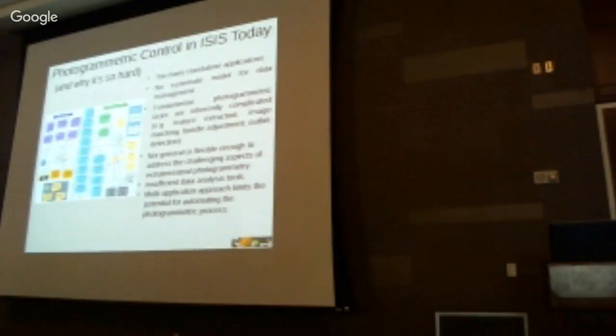I said photogrammetry was hard. That's true. The underlying applications are hard: feature extraction, image matching, bundle adjustment, outlier detection, that stuff's not easy. We really don't provide enough tools for the user in ISIS to analyze the data that comes out of these different applications. And the simple fact that we're running all these standalone applications really limits the potential for automating the photogrammetric process.